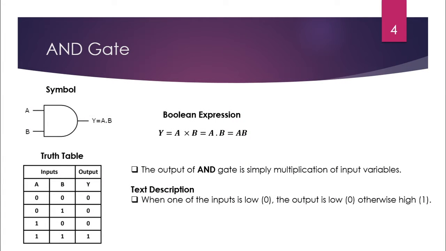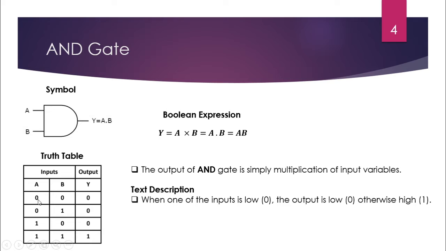Now let's start with AND gate. This is the symbol for two input AND gate. A and B are the two inputs for AND gate and output Y equals to A into B. The output of AND gate is simply multiplication of the input variables. This is the Boolean expression for AND gate, that is Y equals to A into B. The truth table for AND gate is given here.